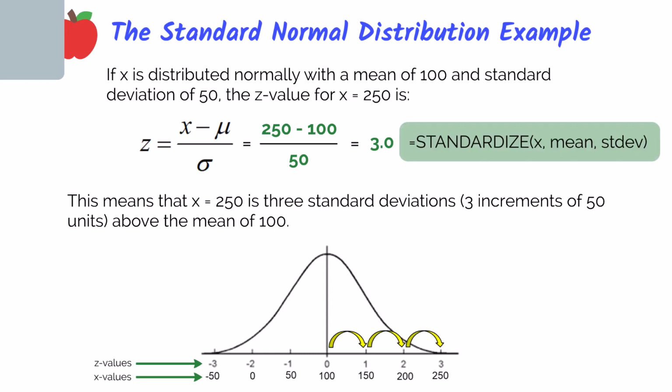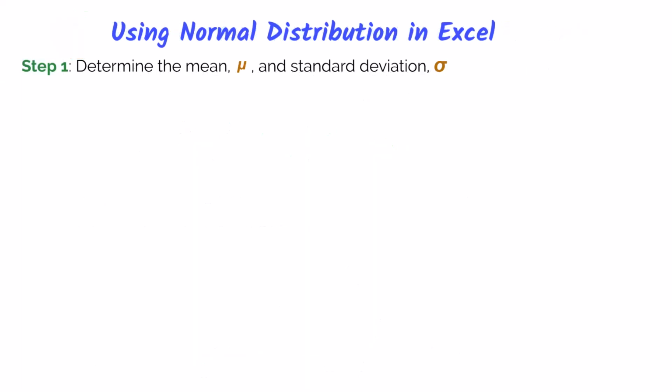Recall in chapter 3 that you learned how to use Excel to standardize an x value into a z value for the normal distribution. So now, using Excel, the first step that we must do is to find our mean and standard deviation. These will likely be given to you in the problem, but if not, and you're given a data set, you know how to use Excel to find our mean and standard deviation.